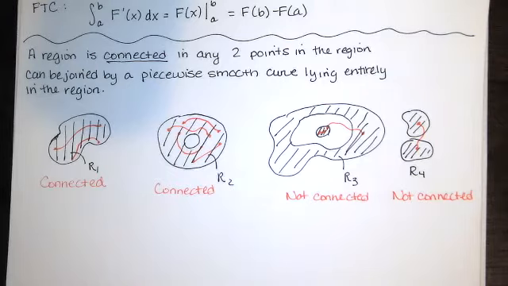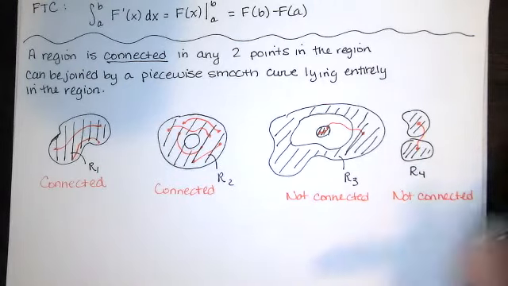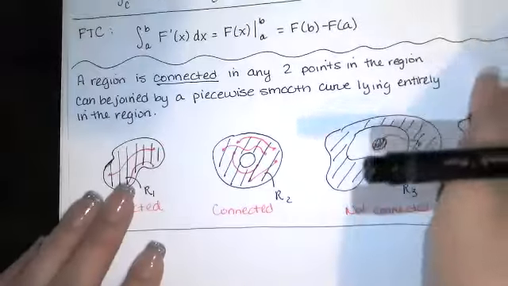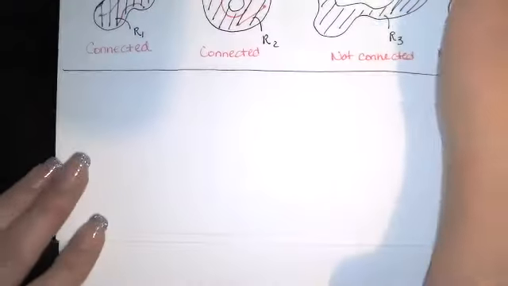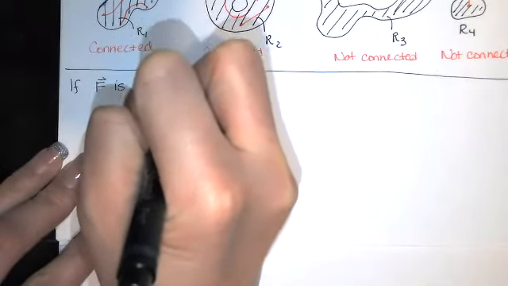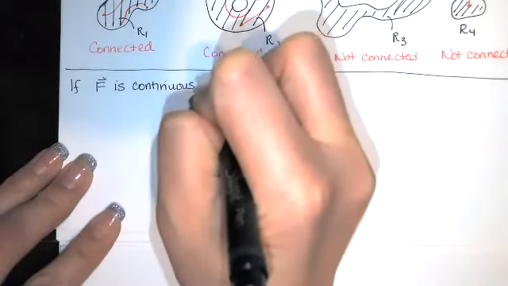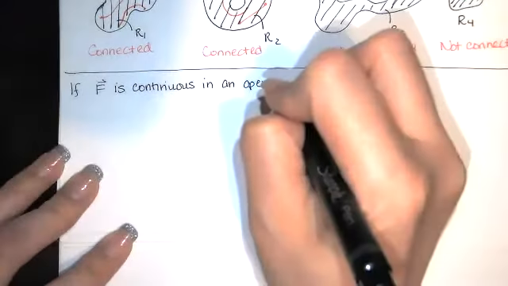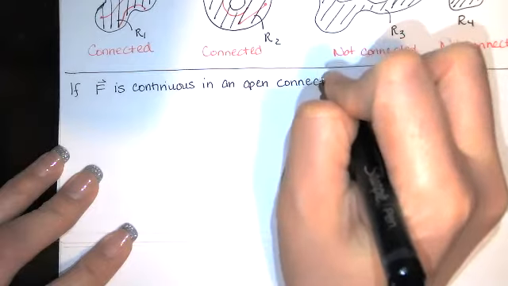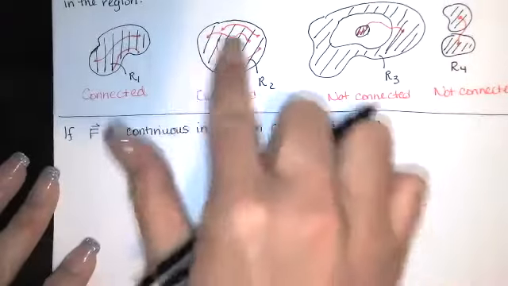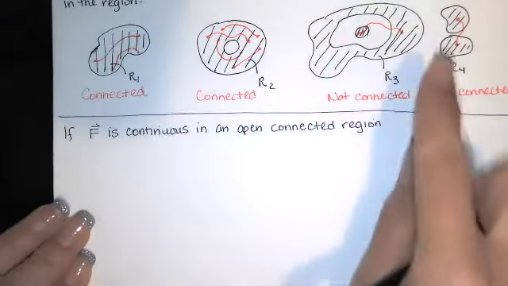Okay, now that allows us to state one additional fact. If our field F is continuous in an open region, so that's a region that does not contain its boundary, and it's a connected region, so it feels connected. It's sort of all in one piece. Like that's all in one piece, that's all in one piece, that's two pieces, that's two pieces. Those aren't connected.